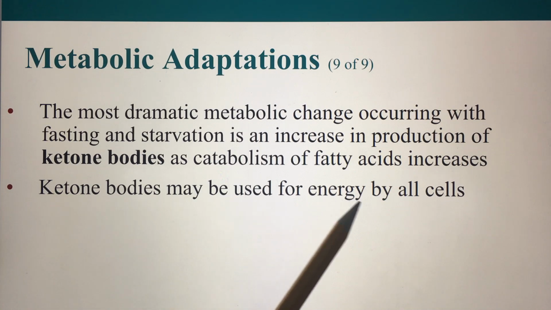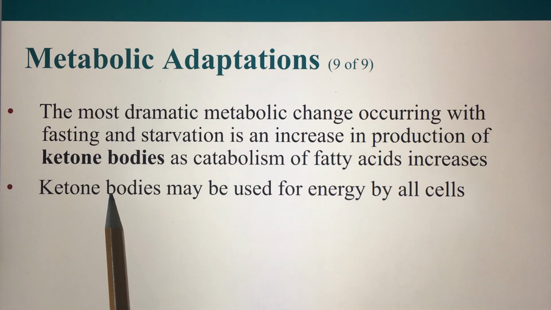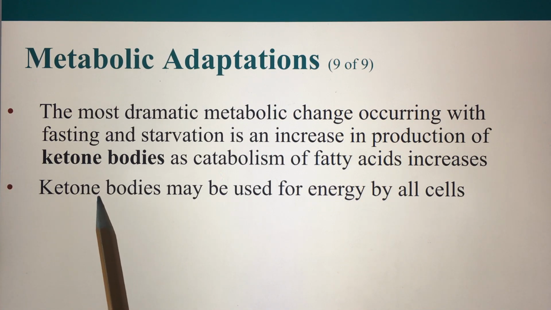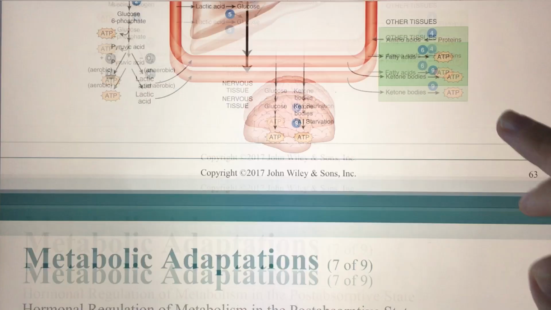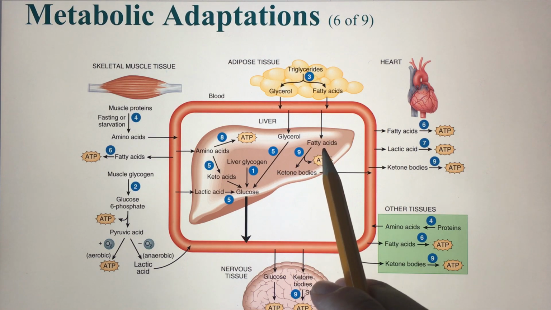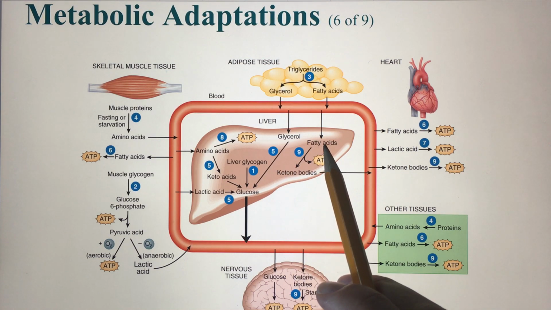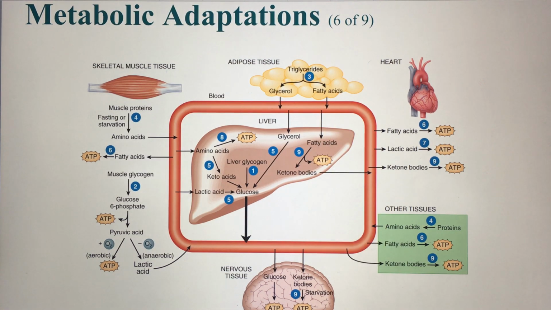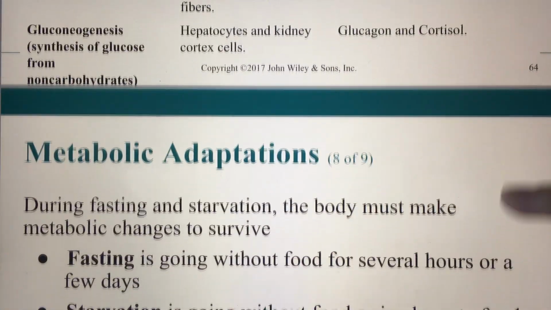Ketone bodies may be used for energy by all cells, but once they are produced by the liver. So ketone bodies are produced by the liver as a result of metabolism that happens in the liver. So if you want to refresh your memory, this is ketone bodies. They are produced by the liver from the fatty acids, and fatty acids have to come from the bloodstream. These fatty acids are released from the triglycerides in the fat tissue. So that burns fat.